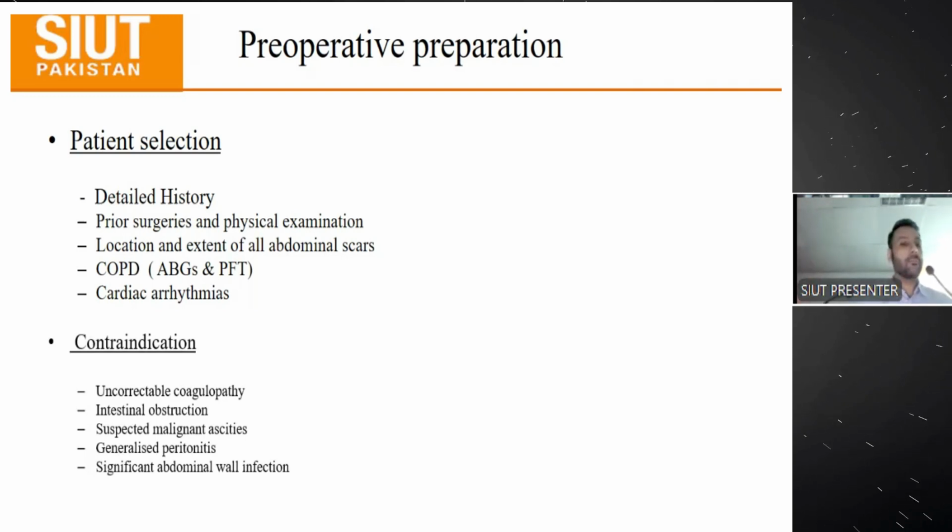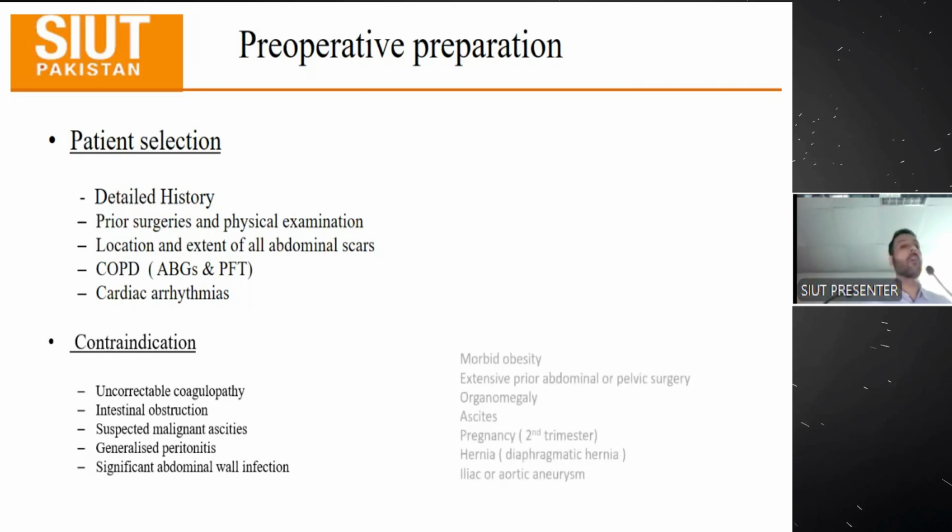rectal coagulopathy, intestinal obstruction, suspected malignant ascites, generalized peritonitis, significant abdominal wall infection, the patient is morbidly obese, he has had extensive prior abdominal surgeries, organomegaly, ascites, pregnancy, herniation, or iliac or aortic aneurysm.